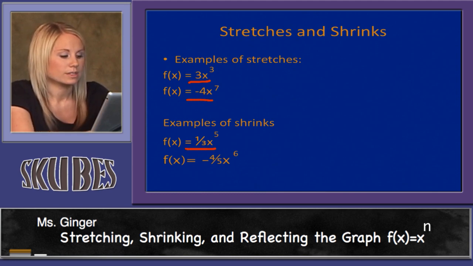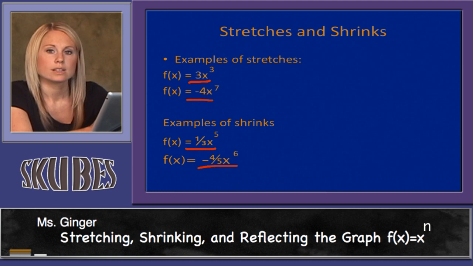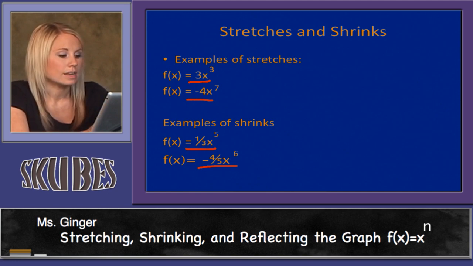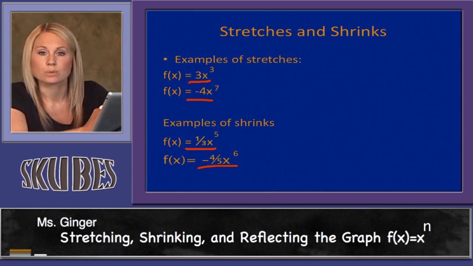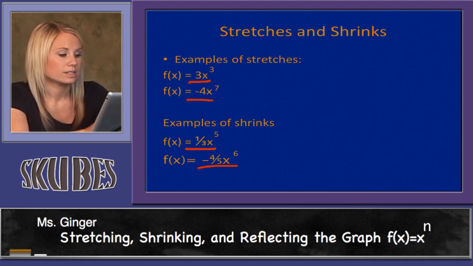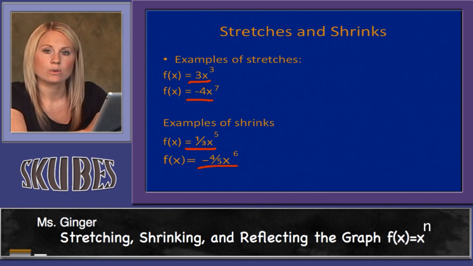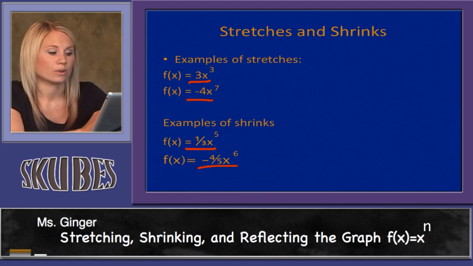Down here at the bottom, you can see some examples of shrinks. If you see a fraction, that's going to be a shrink as long as that absolute value is less than 1. The negatives are going to come in and cause reflections. That's what those do. So these second examples in each category have had a reflection on the graph.